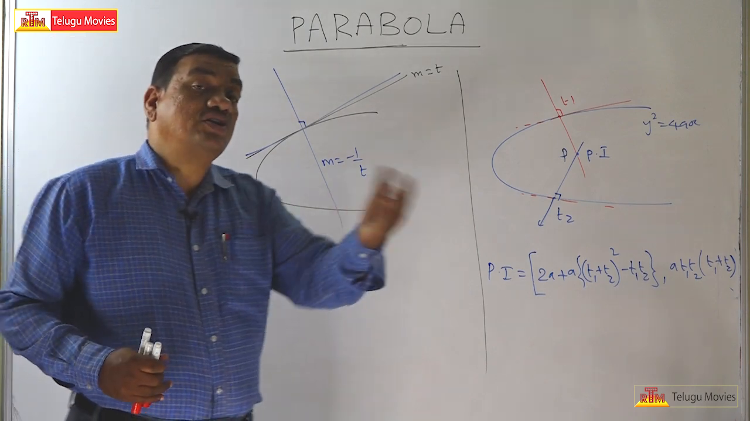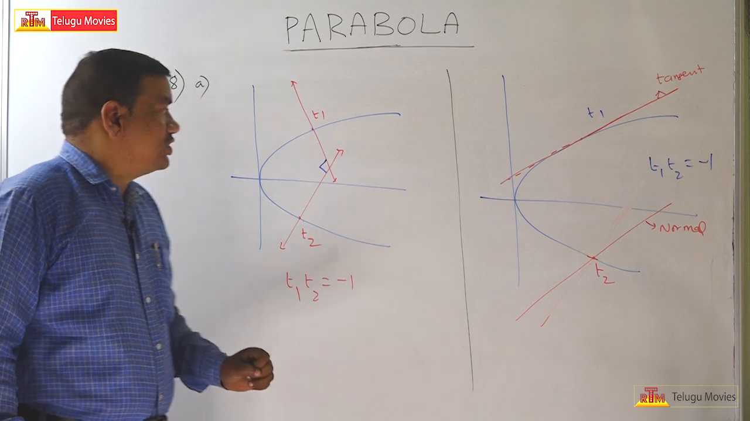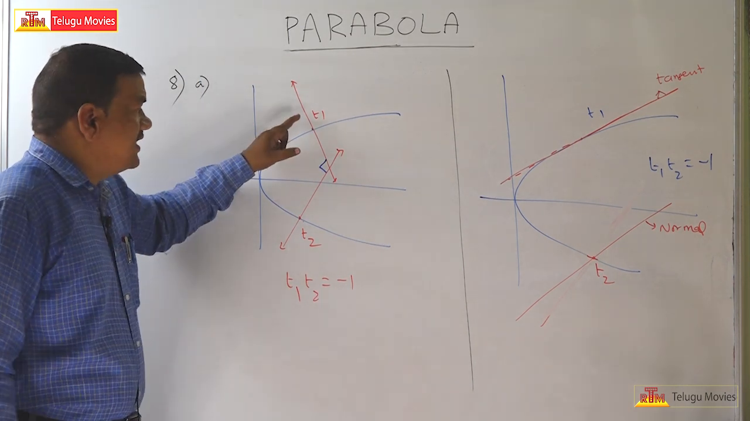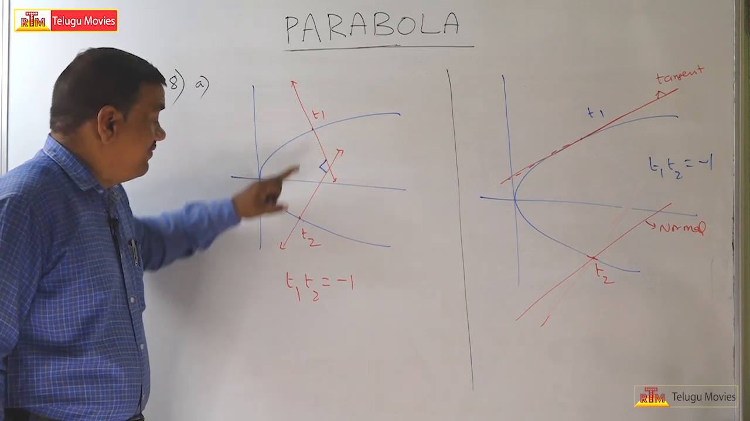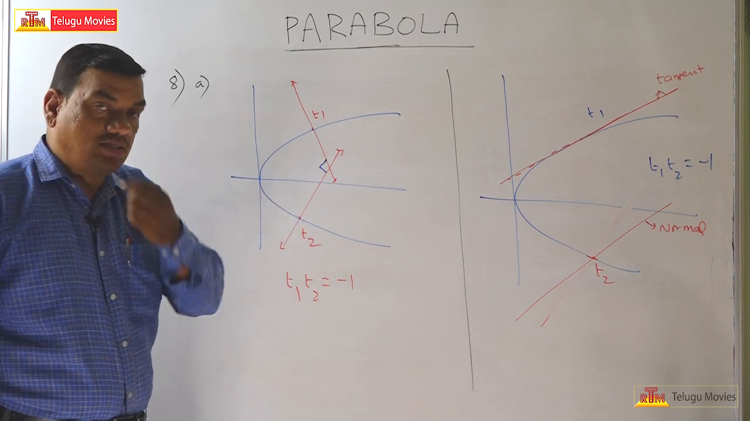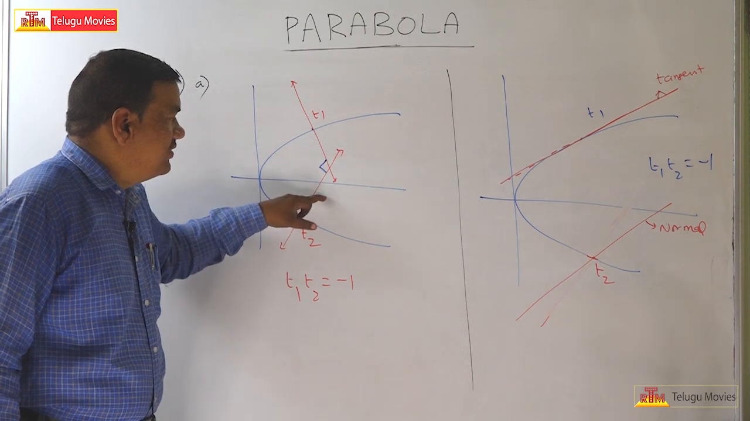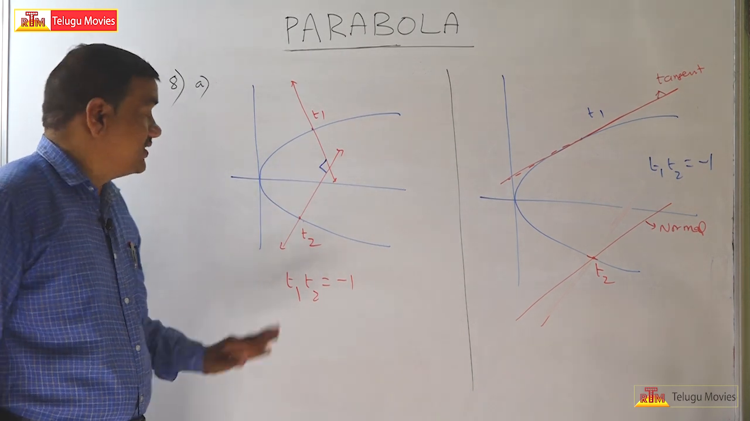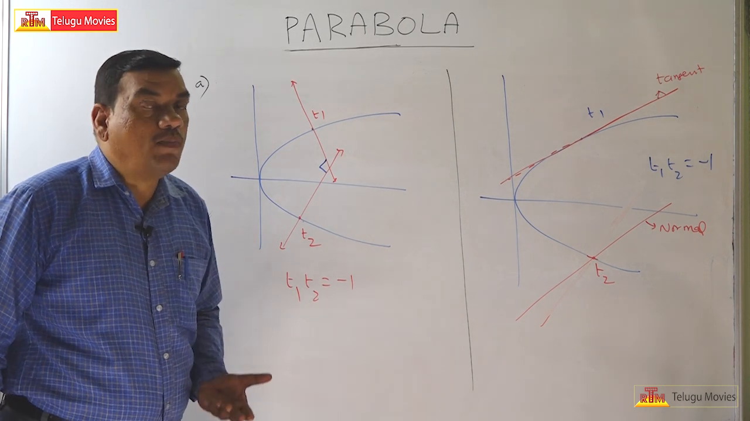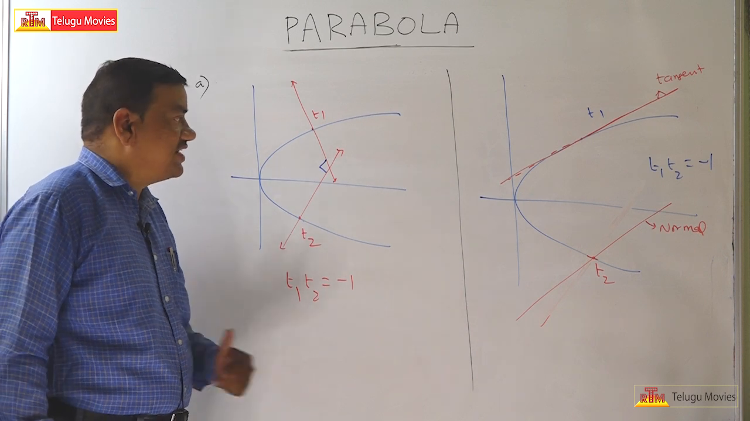Okay, now I hope that you understand these two concepts. Let us see some more results on normals. Welcome to this concept, a very easy concept. This also comes under results on normals. Let us take a normal at t1 and another normal at t2. Let these two normals be perpendicular to each other. That means the angle between these normals is 90 degrees. Then the result is t1 into t2 is equal to minus 1. So this is the result.